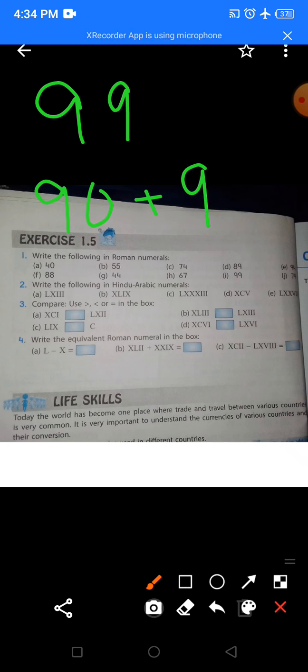Now children, the next number is 99. Again 90 plus 9. How do you write 90? You subtract 10 from 100 and then subtract 1 from 10. And this becomes your 90 plus 9 and then you write it together. So this is 99. Okay.